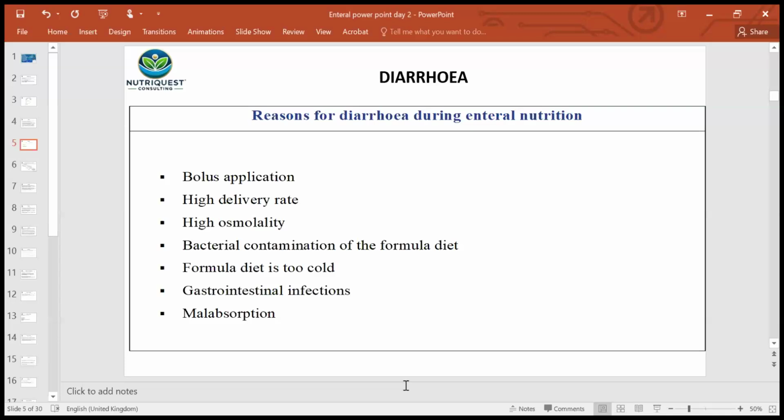Gastrointestinal infections like bacterial infection can cause that. Then, of course, we have malabsorption. Malabsorption can occur due to affecting the normal flora of the GIT. It can also occur when the patient is intolerant to, for example, a milk-based product, or when the patient is on antibiotics which affect the GIT. So all that can cause malabsorption. Again, patients who have lactose intolerance and gluten intolerance may experience malabsorption. So these are some of the reasons why patients on enteral feeds experience diarrhea, among other reasons.